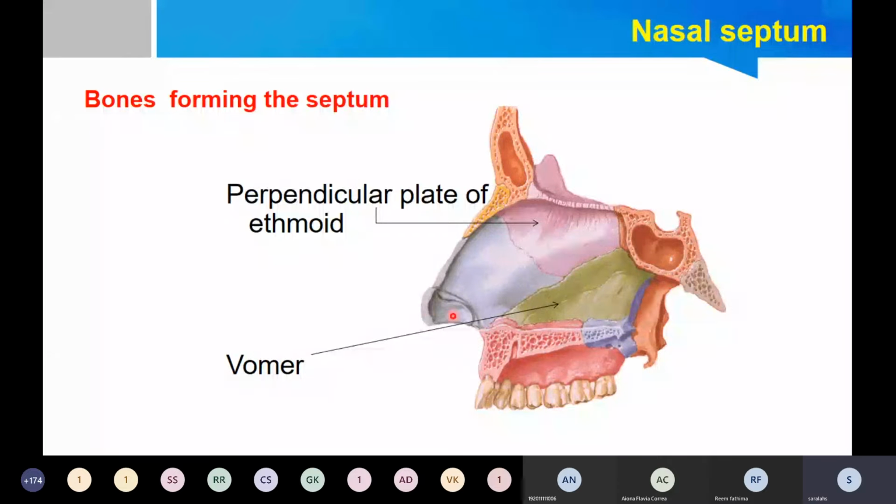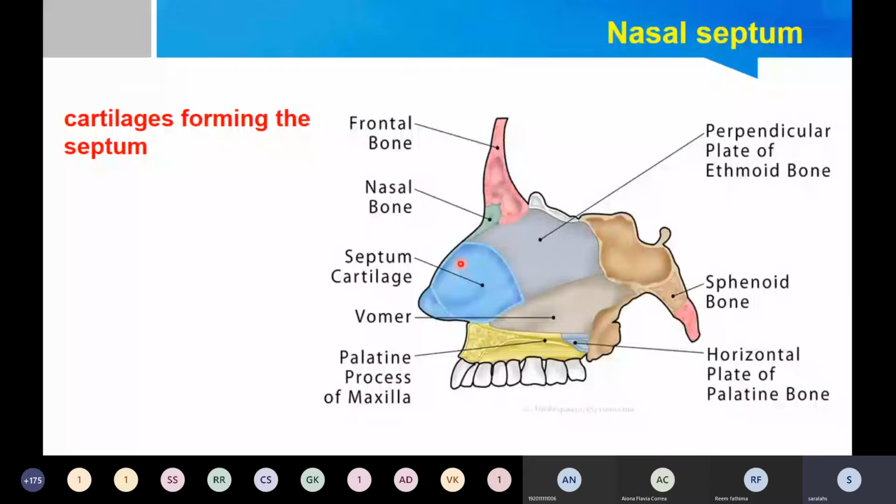Next, we'll learn about the cartilaginous part. This is the cartilaginous part of the nasal septum. The entire cartilaginous part is mainly formed by the septal cartilage, and this septal cartilage will fit into the area which is between the vomer and the perpendicular plate of the ethmoid. So most of the nasal septum cartilage is the septal cartilage or the cartilaginous septum. Then in the front, there is a small cartilage which is called the columella. It is the columellar septum, we call it.